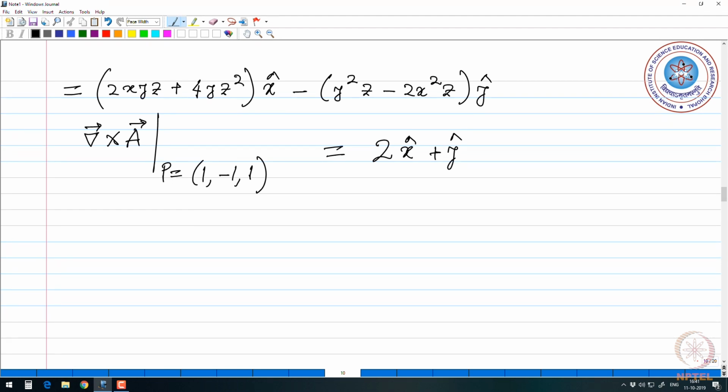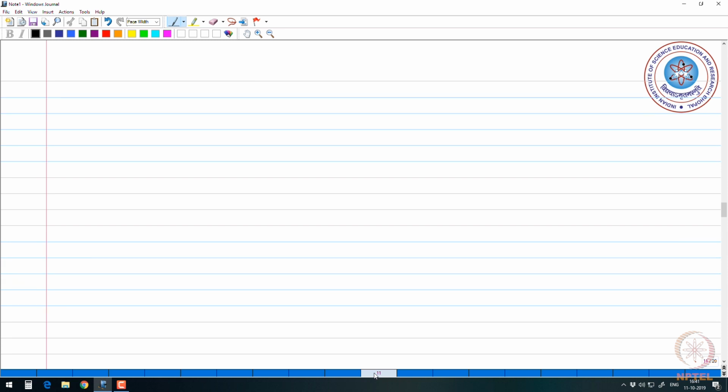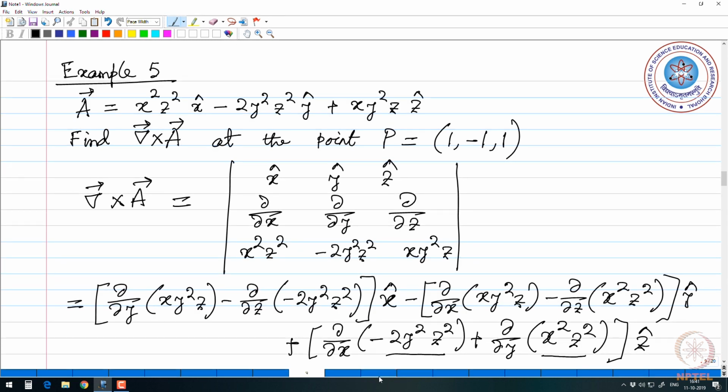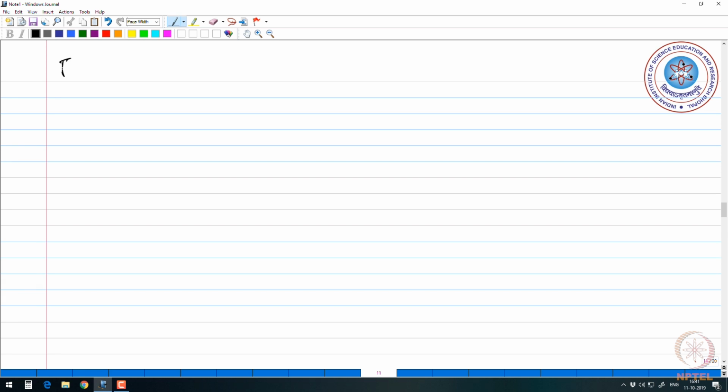Let's consider another example. This was example 5, so we will have example 6 here. A vector is called irrotational if the curl of that vector goes to 0. That means if curl of A equals 0, then we call A irrotational.